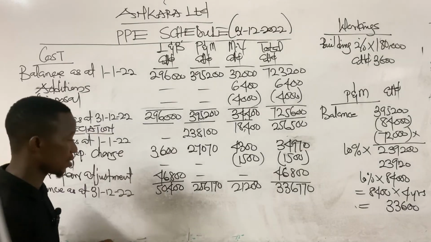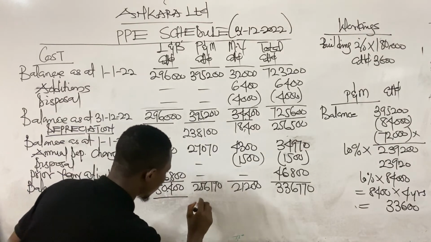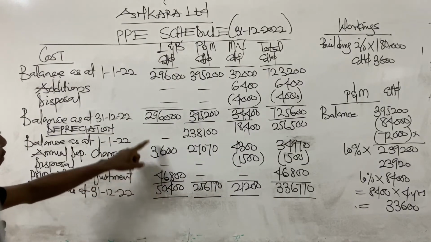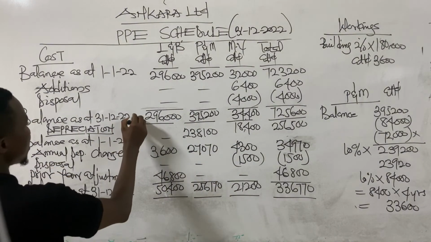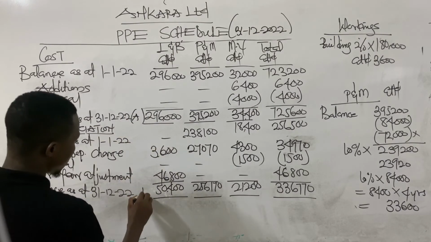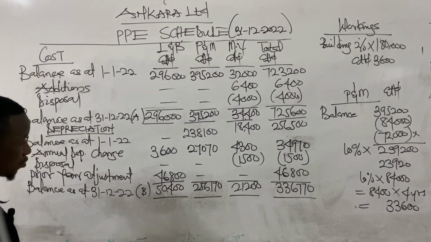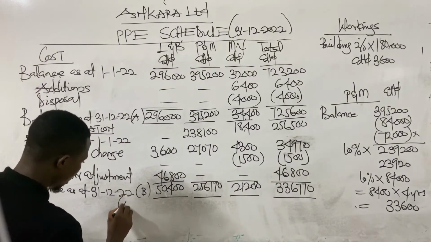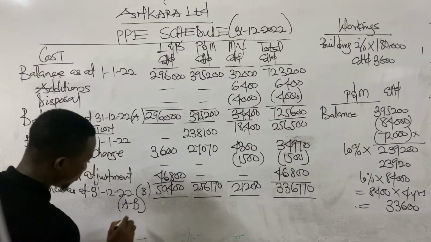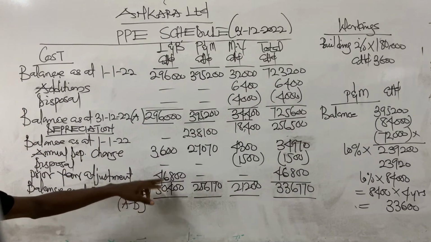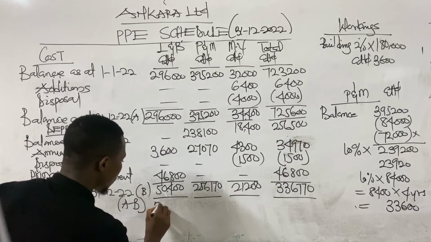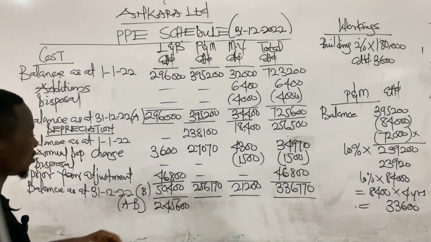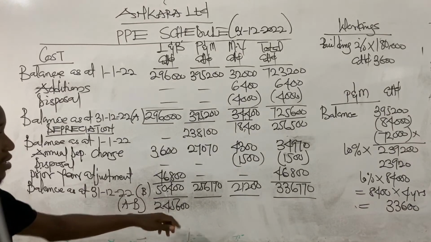So after getting the closing depreciation, we subtract this closing depreciation from the closing cost of the asset to get the carrying amount. To do that, we subtract this from this. Let's say this is A and this is B, and this will be A minus B. When we subtract this from this, we will get 245,600.